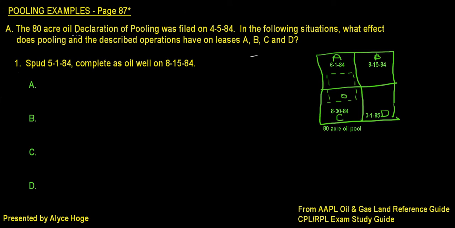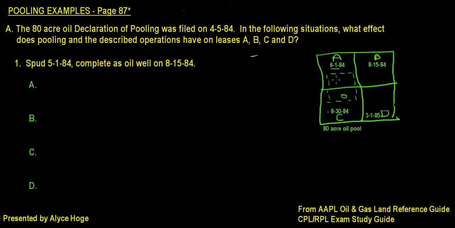So the question reads: the 80-acre oil declaration of pooling was filed on April 5th, 1984, in the following situations. What effect does pooling and the described operations have on leases A, B, C, and D? In your book it shows a section, and in the northwest quarter is lease A, which expires on 6/1/84. Right next to it in the northeast quarter is lease B, which expires on 8/15/84. In the southwest quarter is lease C, which expires on 8/30/84. And finally in the southeast quarter is lease D, which expires on 3/1/85.